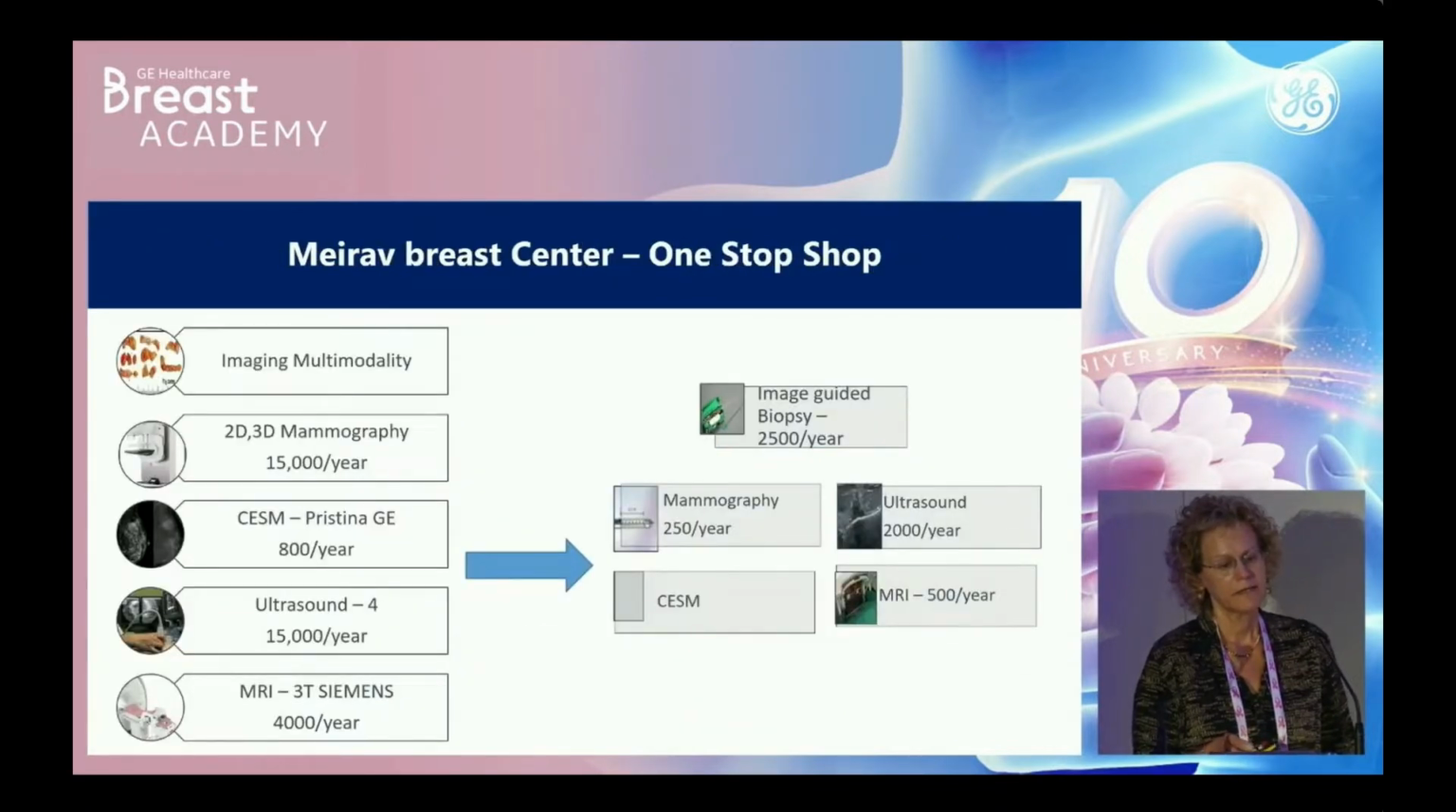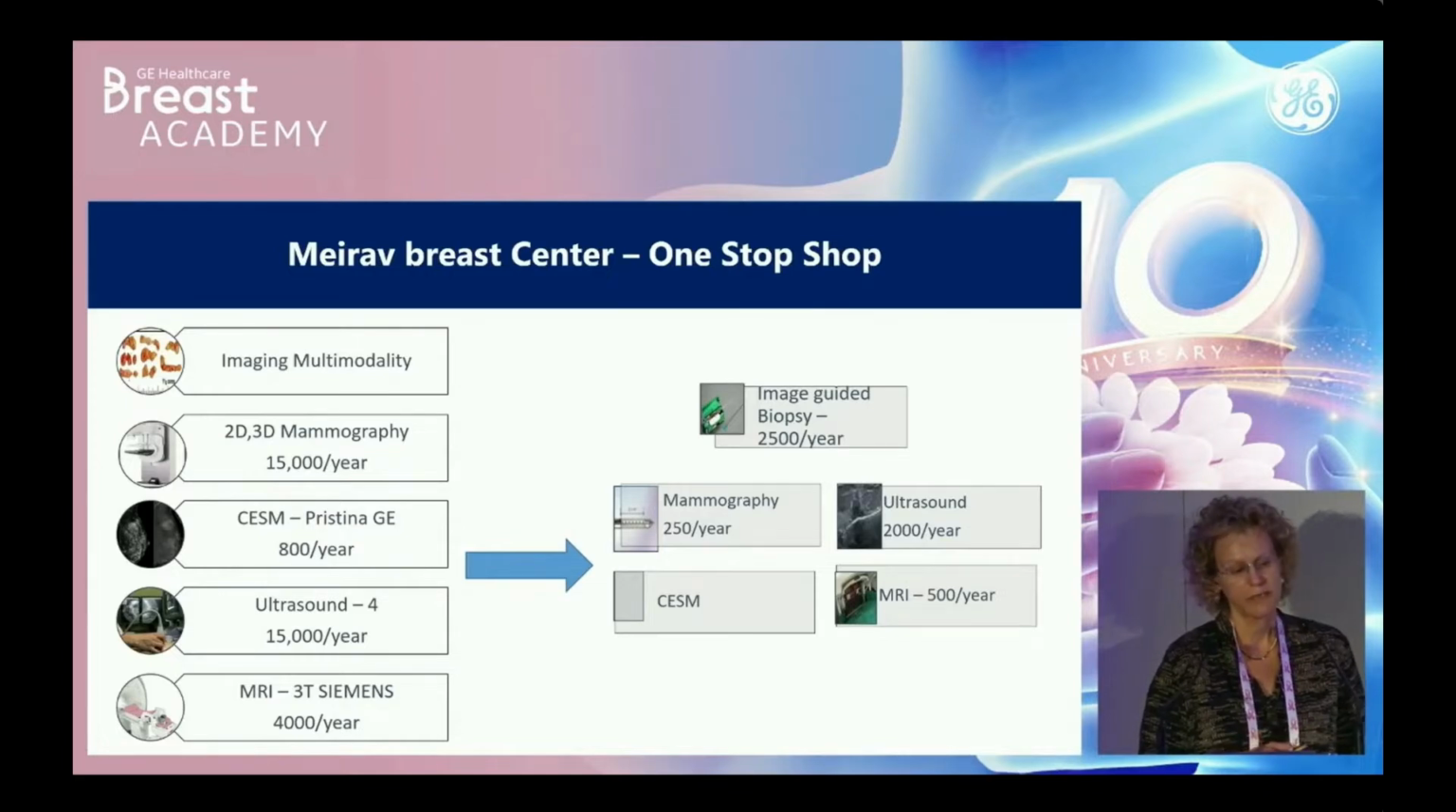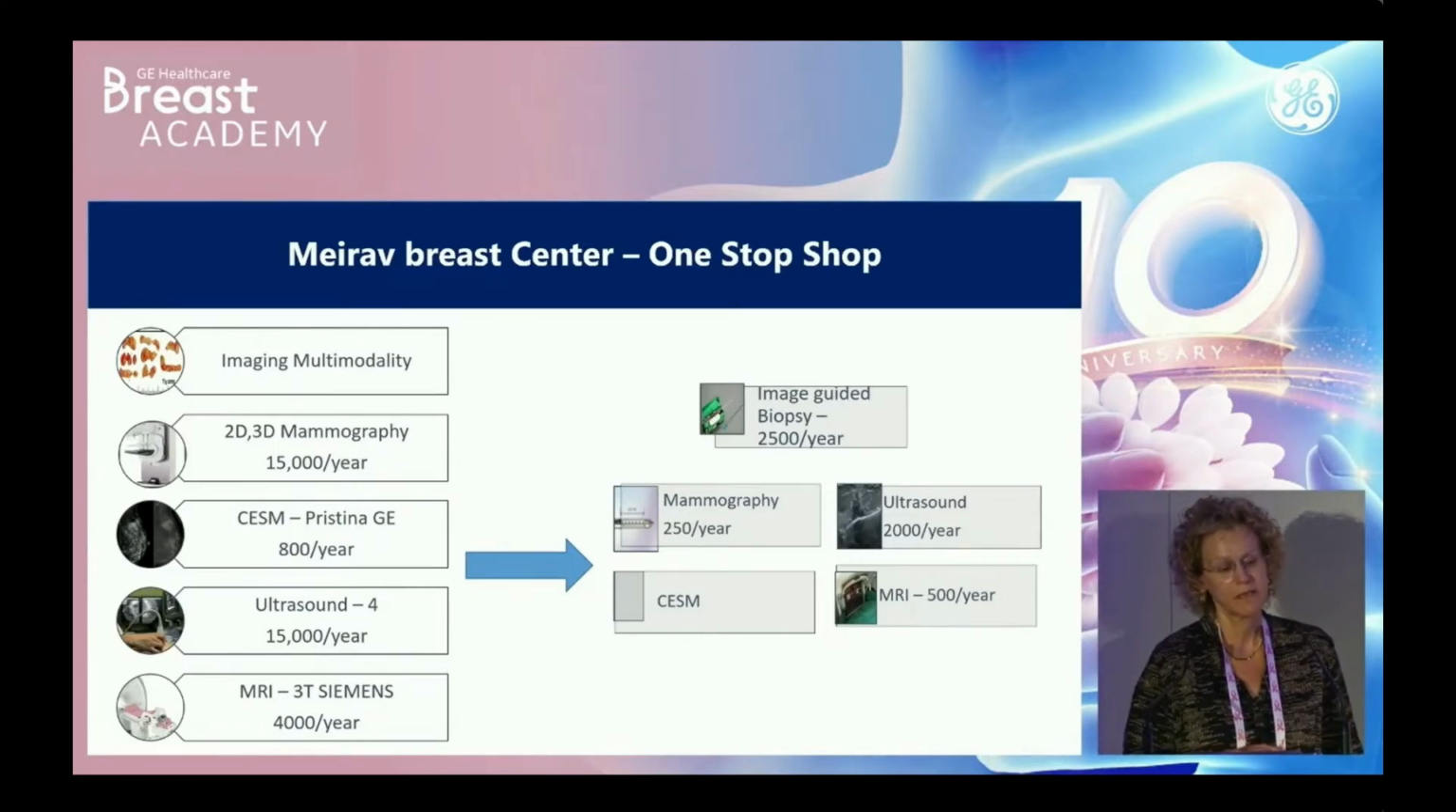Being multimodality, we have two mammography units, one of them the CSM and Pristina, doing around 800 a year. I also want to stress the importance of MRI. We have a 3T Siemens, which was replaced last year, and we do around 4,000 breast MRIs a year. We are very lucky to have it in our unit, and sometimes we use it on the same day.